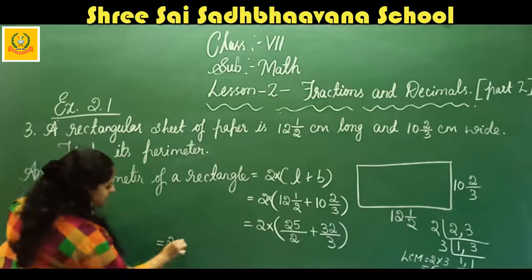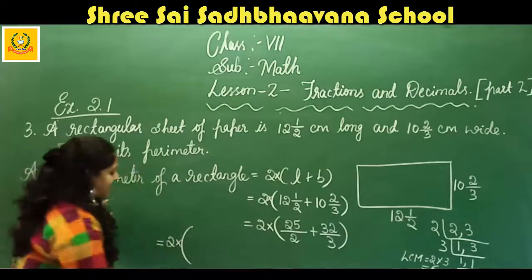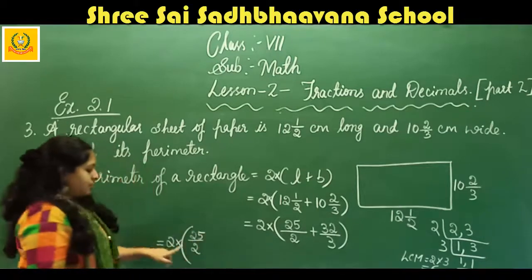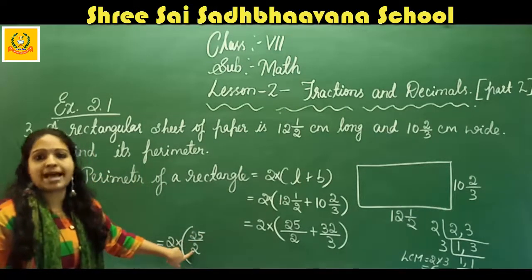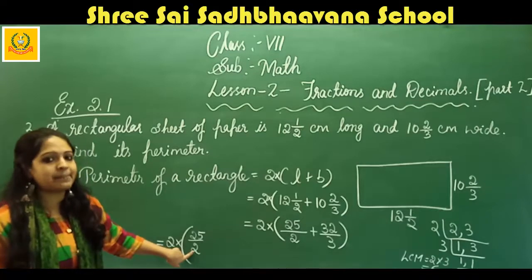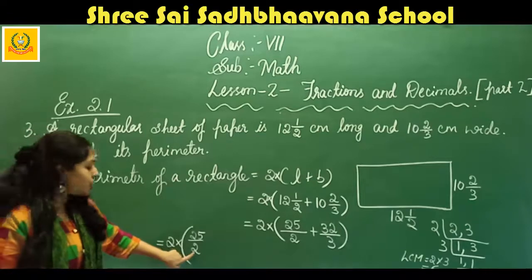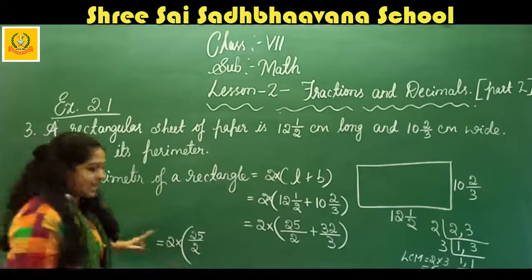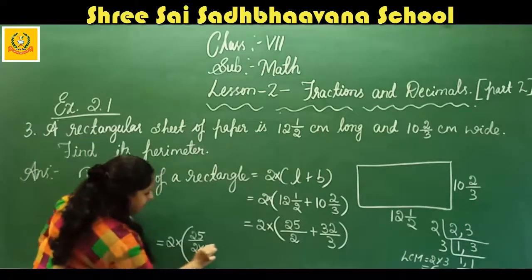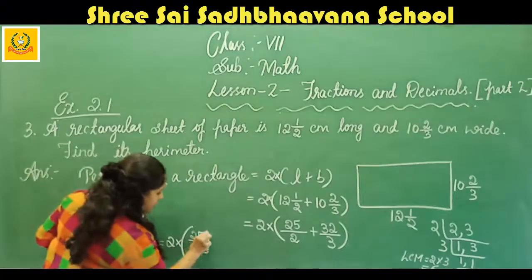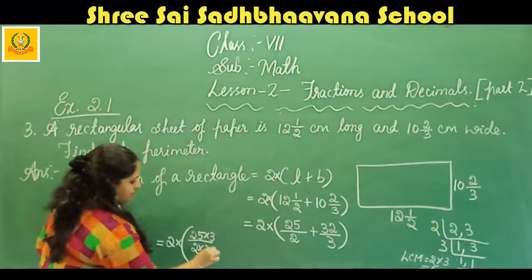2 is as it is, 25 is there, 25 by 2. In order to make 2 as 6, by which number I have to multiply, children? I have to multiply by 3 there. 2 threes are 6. So I have to multiply this denominator by 3, and the numerator also by the same number.